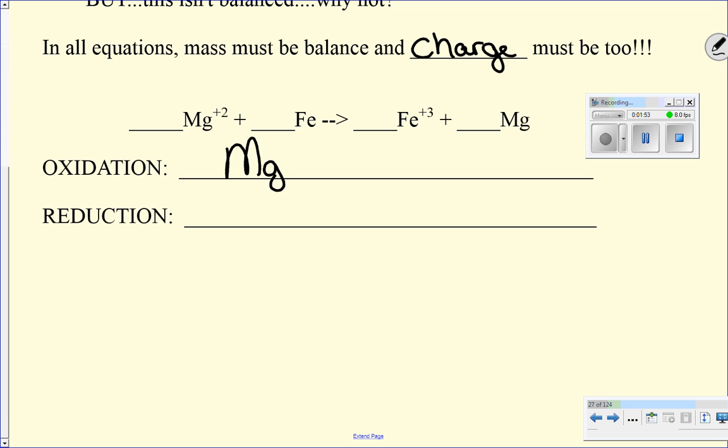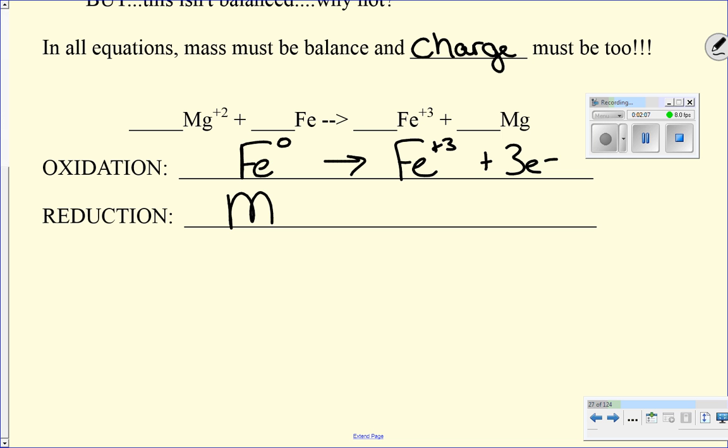So our magnesium, oops, I'm sorry, that's actually our reduction. Our iron is going from a charge of 0 to a charge of +3, and it is doing so by losing 3 electrons. Our reduction is magnesium 2+ becoming magnesium 0, and this is happening by the gain of 2 electrons.